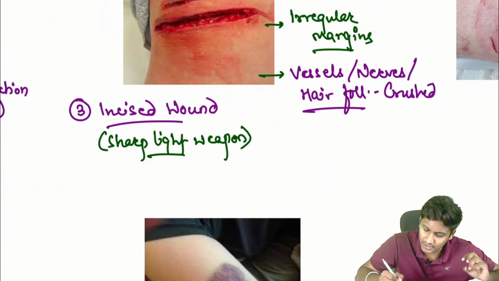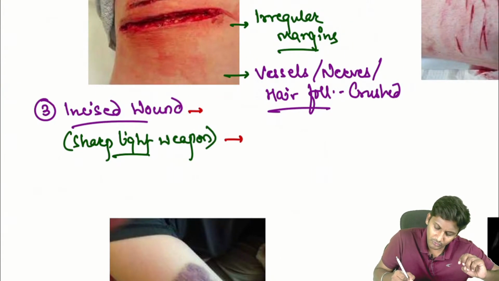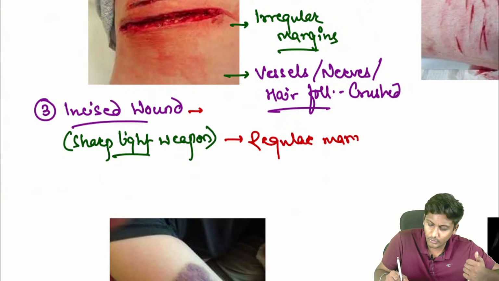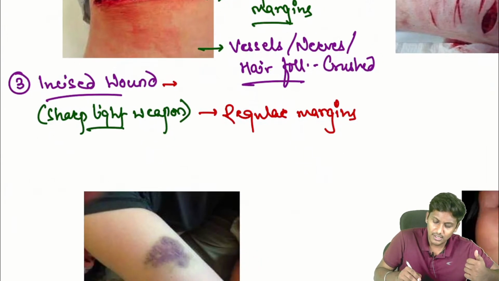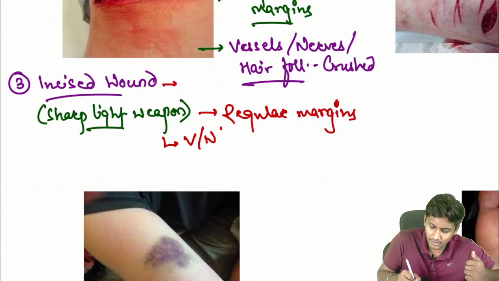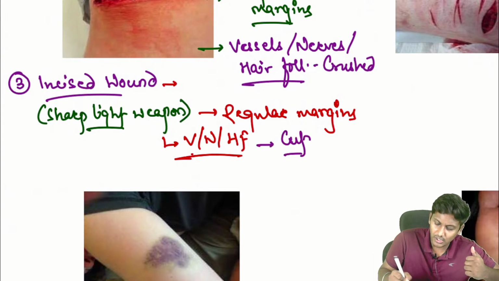And what are the differences from a laceration? In this incised wound, will the patient have irregular margins or regular margins? As it is a blade-like weapon that you are using, definitely there will be regular margins or regular edges. First thing. Second important thing that you have to remember are the vessels, the nerves, and the hair follicles at the base: they will not be crushed, they will be cut.